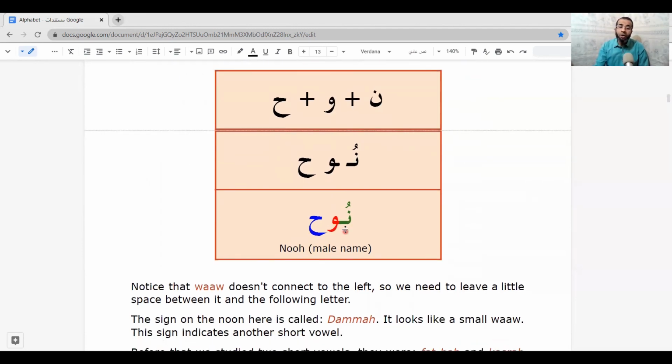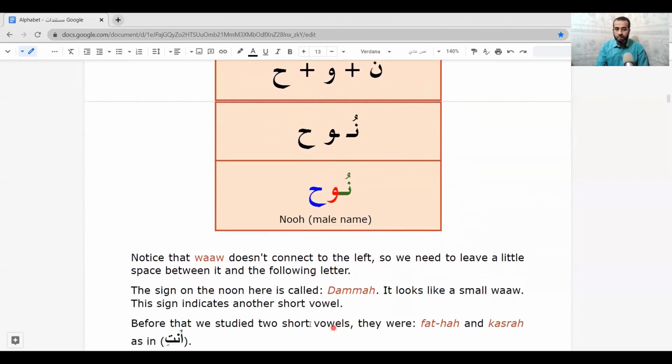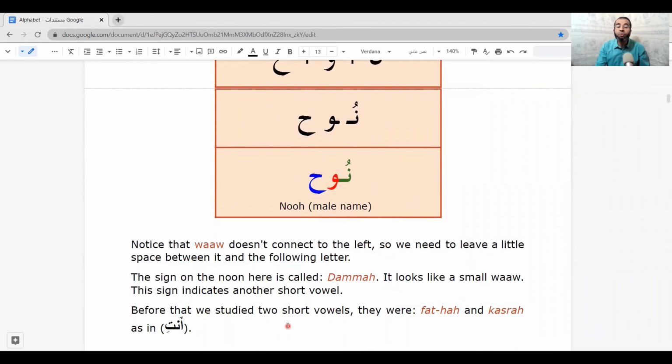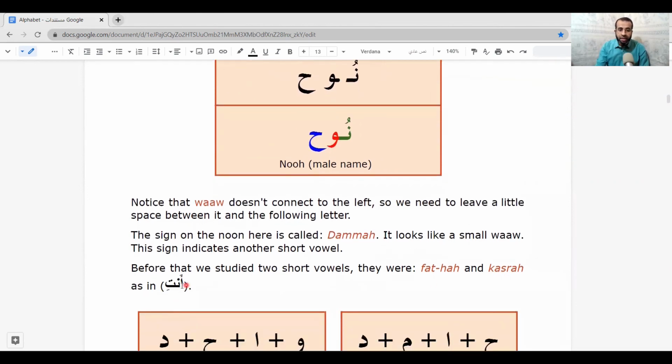The sign on the noon here is called dhammah. It looks like a small wow. This sign indicates another short vowel. Don't forget, before that, we studied two short vowels. They were fatha and kasra, as in anti. The first letter is a, it has fatha above it. And the last letter is ta, it has kasra below it. Fatha and kasra. And now we study dhammah, like this.